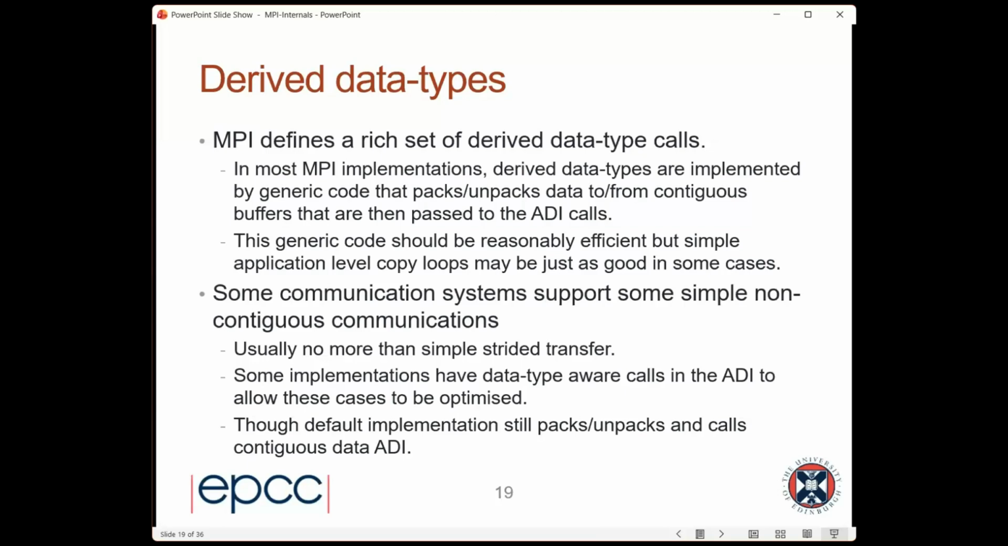But the mental model you should have is that the way MPI implements a derived data type is through a copy in, copy out. But that is done transparently to you. And so they are more elegant to use than explicitly doing the copy in, copy out yourself.